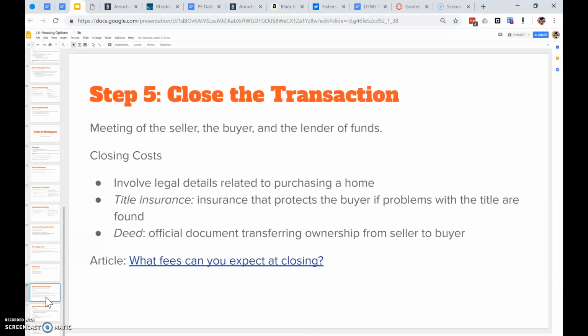Finally, let's go over closing the transaction. The seller and the buyer and the lender, the bank, meet at the closing date. Closing involves 3 steps. Usually it's just the legal details related to the purchasing of a home. First, you have the title insurance, the type of insurance that protects the buyer if problems arise. You also have what's called the deed, the official document transferring the ownership that you sign at the closing date. There's an article here that will give you all the fees you can expect at closing. Please click on that link and at least look at the list.